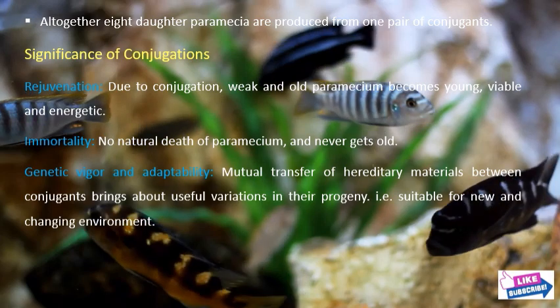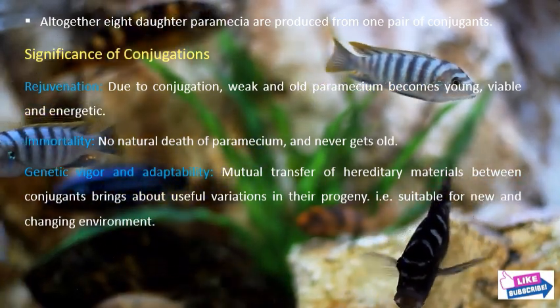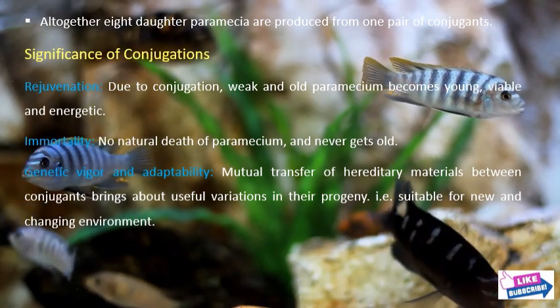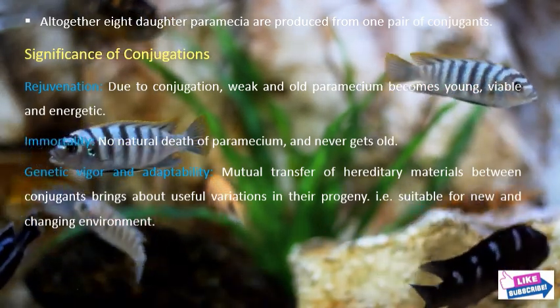Genetic vigor and adaptability. Mutual transfer of hereditary material between conjugants brings about useful variation in their progeny that is suitable for new and changing environments.